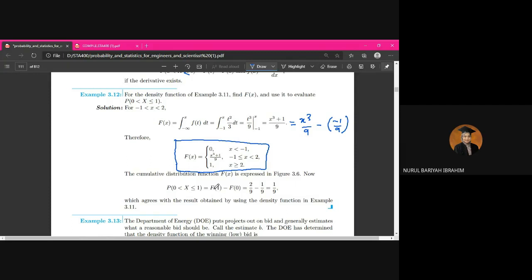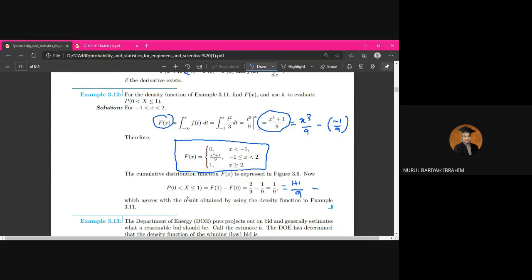So we just find it using the value of F1 minus F0, capital F1 minus capital F0. How to find this? Just replace 1 in this function, which is our capital Fx, to get F1. So replacing X with 1 here, you will get 1 plus 1 over 9, which gives 2 over 9, minus, and then replace X with 0 to get F0.